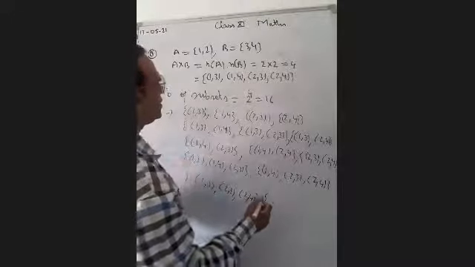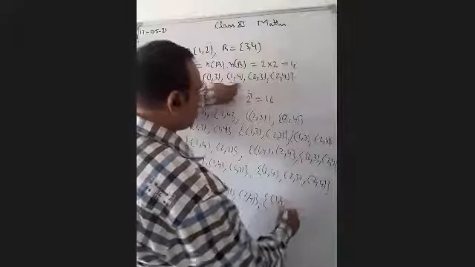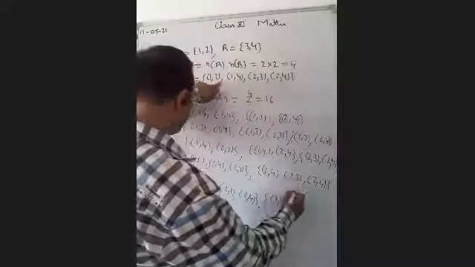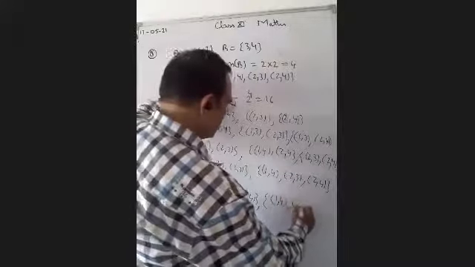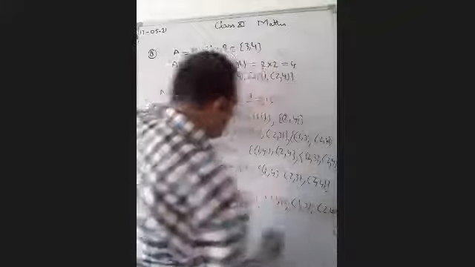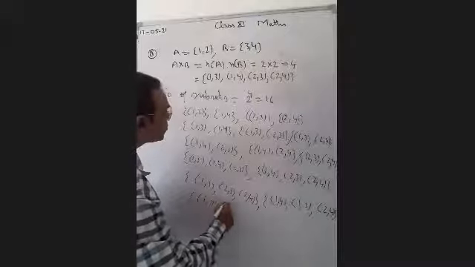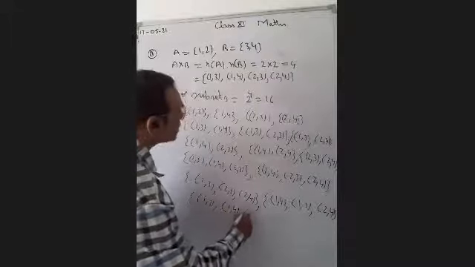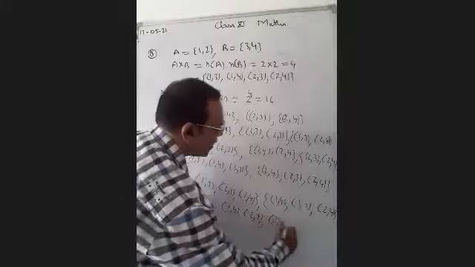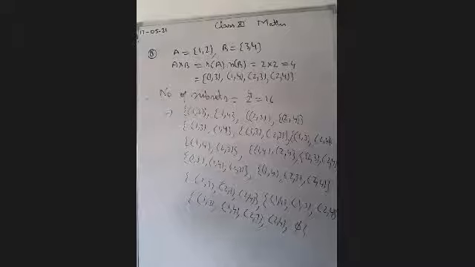If we take (1,4), (1,3), (1,4), (1,3) we have not taken, no? (1,4), (1,3) and (2,4). And one set will be (1,3), (2,4), (1,4), taking 4 at a time: (2,3) and (2,4). Okay, and one set is the empty set. Total will be 16 subsets.